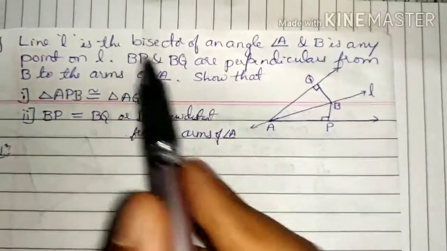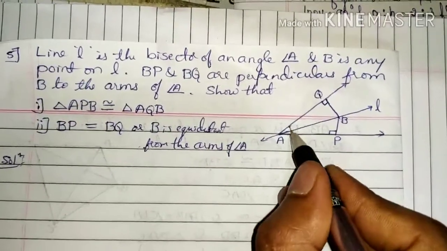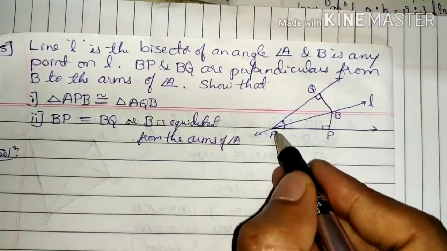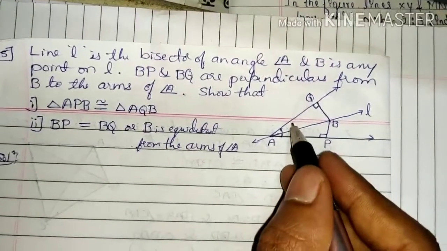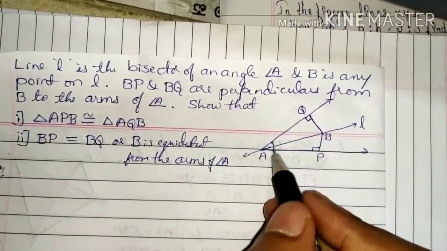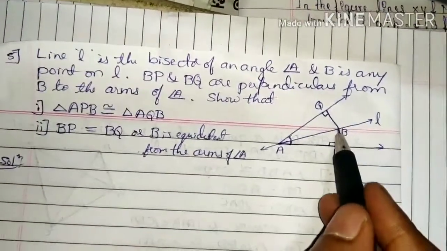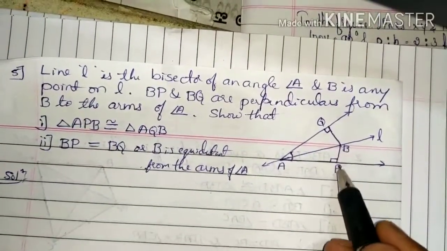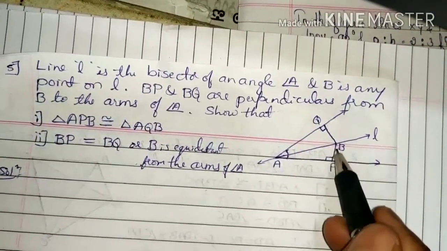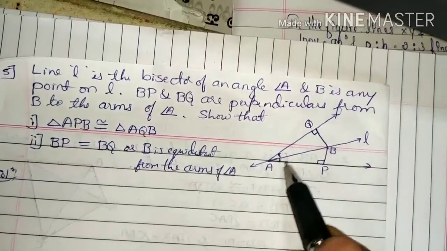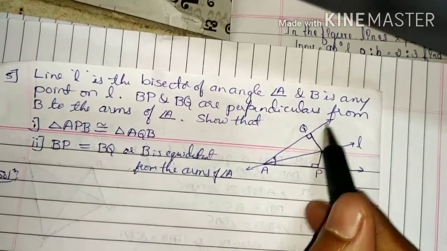So now given that line L, okay, bisector of angle A. So this is angle A complete, and line L bisects angle A. That means if angle A is 60 degree, so here 30, here 30, divides it into equal parts, bisector. Okay, so we don't know the value of angle A, but B is any point on the line L here, and from here we have drawn perpendicular to the arms of angle A. So these two are arms of angle A. So BP is perpendicular to an arm of one side. So similarly BQ is perpendicular to another arm.